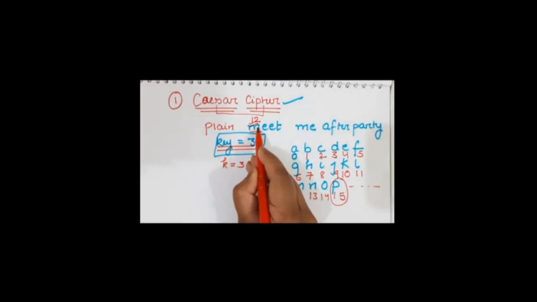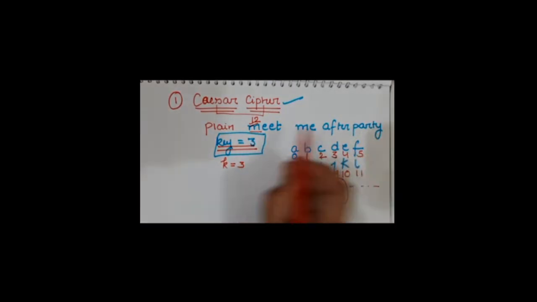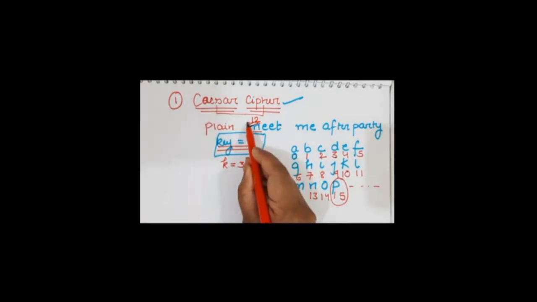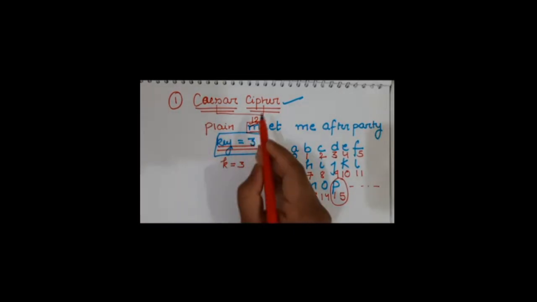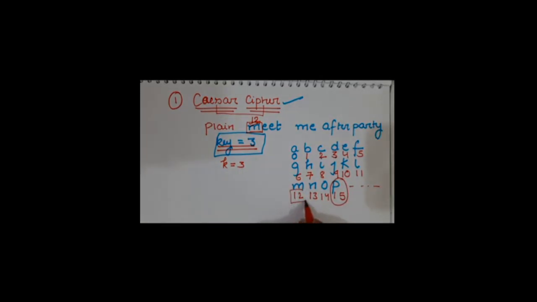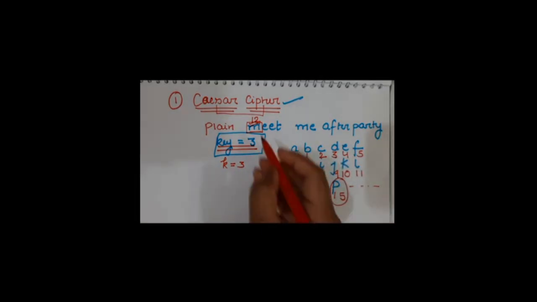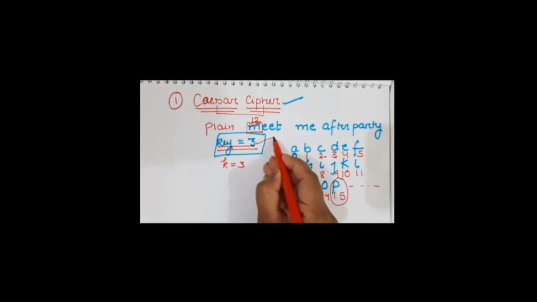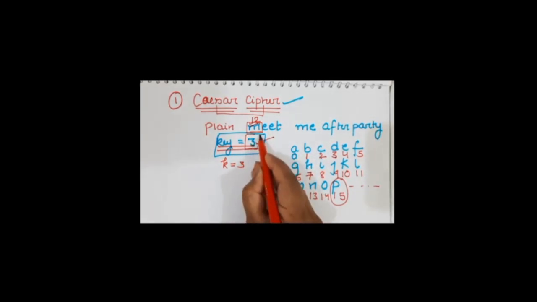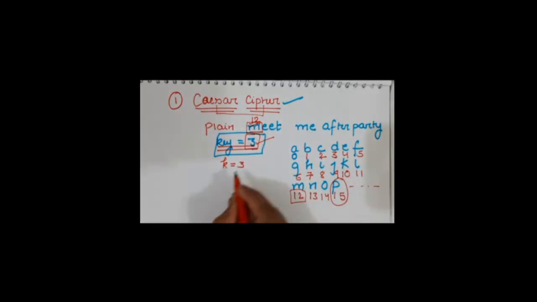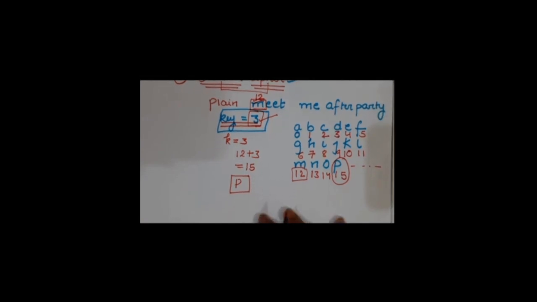So first find out the value of all the alphabets in the plain text. For example, I picked up M and found out the value as 12. Then I will add the key value to the original value, and 12 plus 3 will give me 15, and 15 is the place value of P. I hope you can understand this.